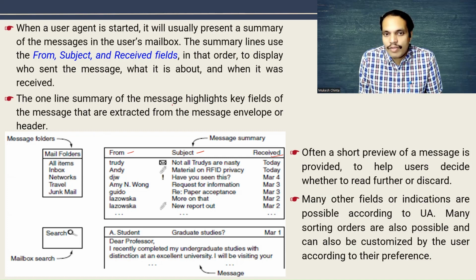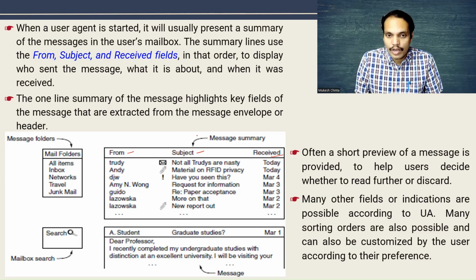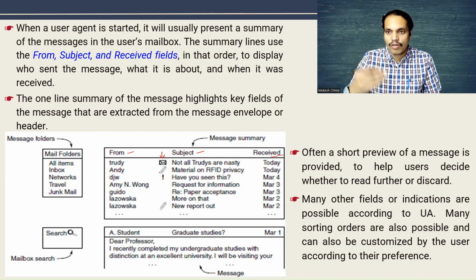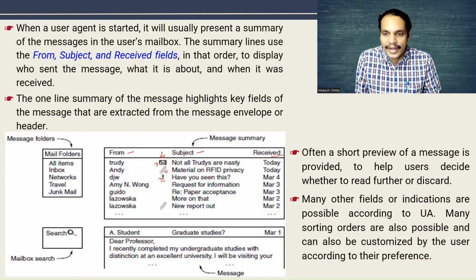The one line summary of the message highlights the key fields of the message that are extracted from the message envelope or even the header. Now, this is how you actually see it. Of course, there might be other things as well. You can see that there are some small icons added here. Nowadays, when you open Gmail, you can see a lot of things, starred messages, or if there is an attachment, you can see this pin here, which tells you there is an attachment. If you see an exclamation mark, maybe the sender has marked it as a prioritized email. And this icon might tell you it has not been opened yet.